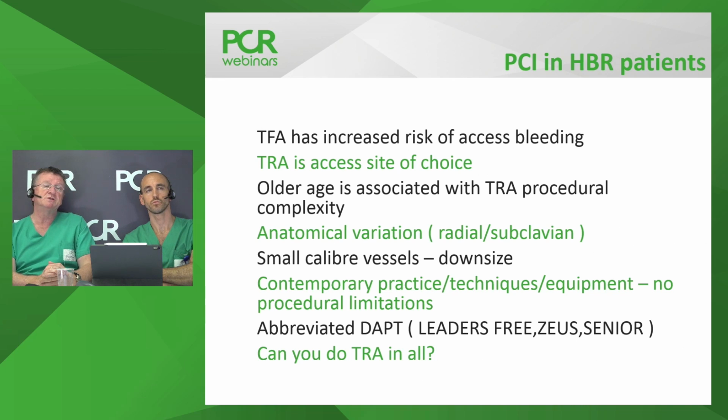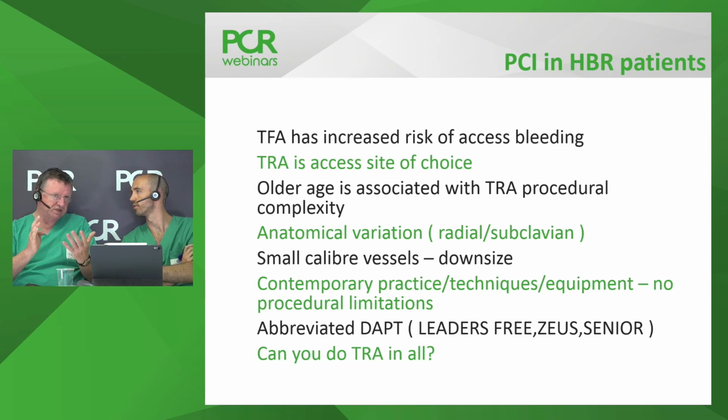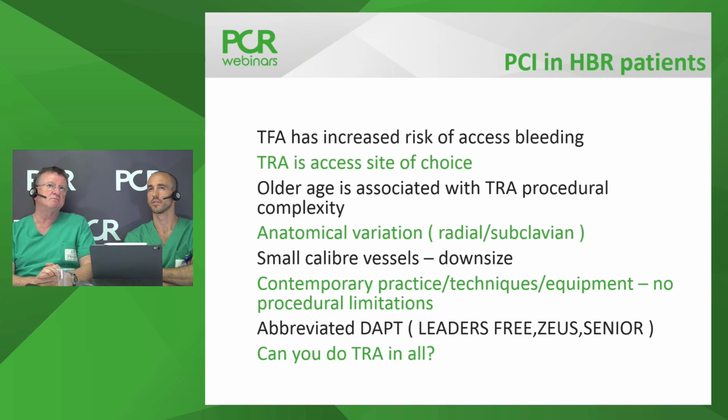Another thing to bear in mind is that small older ladies have small caliber vessels and they may not tolerate large caliber guides. So downsizing your sheath with the Glidesheath Slender system, an introducer sheath with a 6 French internal lumen has an external 5 French diameter. It seems strange that you can achieve that, but that is the reality. It's due to the thin wall of the Glidesheath Slender. So we routinely use it. You can have 7 French in a 6. Using downsized access sheaths will increase the range of patients who are suitable for angioplasty via the radial artery. And with contemporary practice, techniques and equipment, there shouldn't be any procedural limitations for the radial operator.